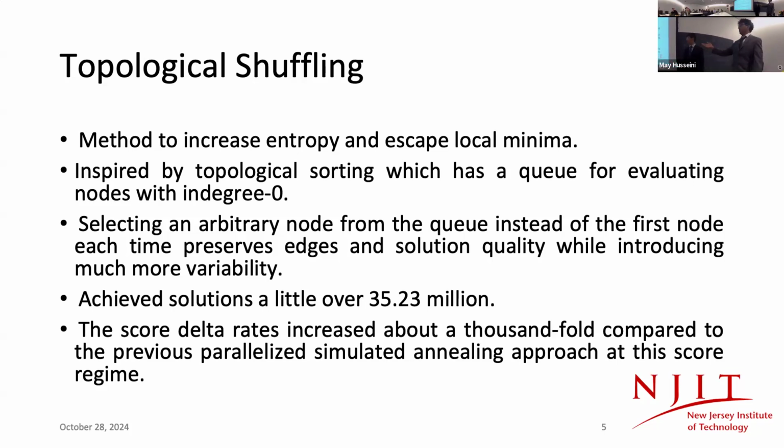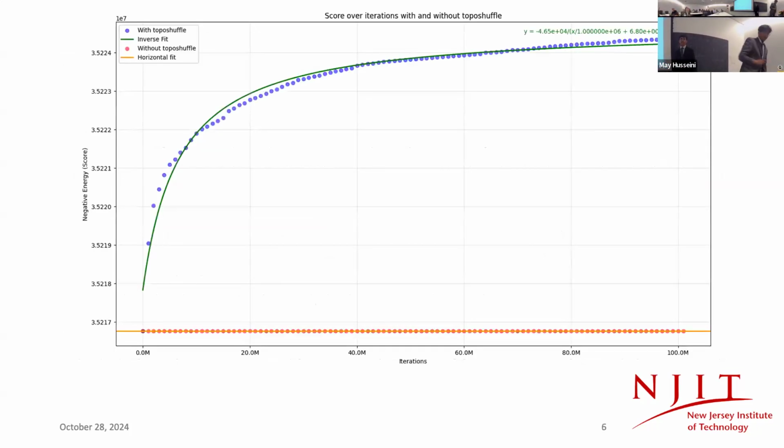And just for context, the score delta rate increased about 1,000-fold compared to the previous parallelized simulated annealing in this score regime. And this is just a quick graph. The orange is our score without topo shuffle, and the blue is where we first used topo shuffle. As you can see, the score deltas increased a lot.